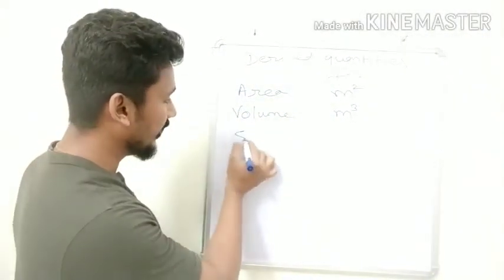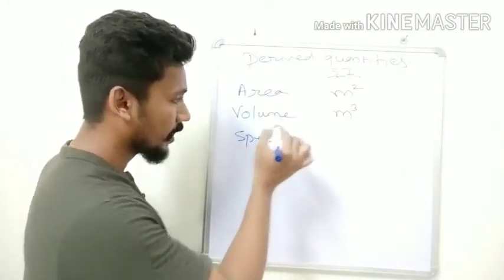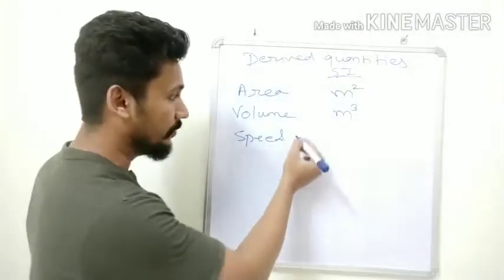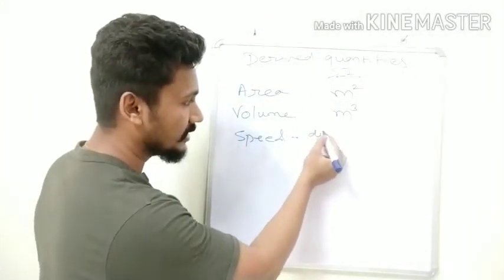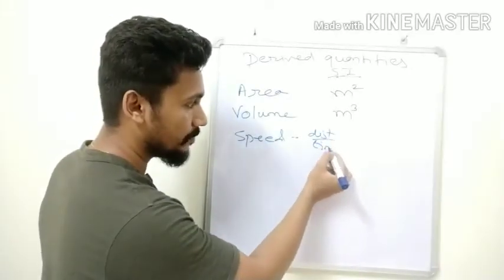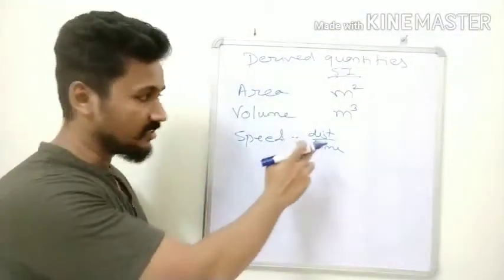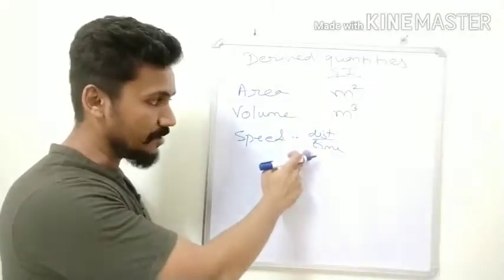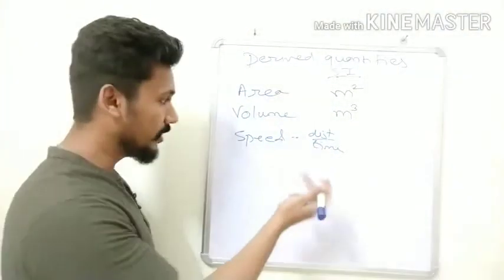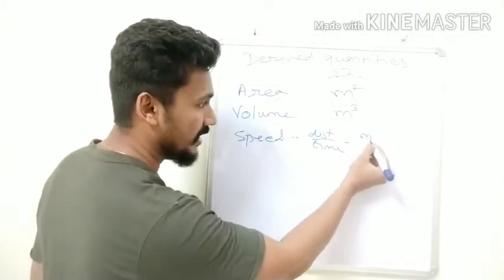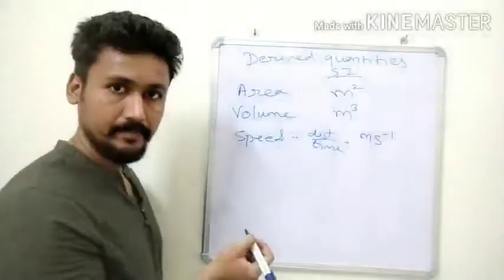Let us take another one. Let us say speed. So what is speed? Speed is nothing but the distance divided by time. So distance, that is the fundamental quantity, means length. Time is a fundamental quantity. So what will be the SI unit? SI unit will be meter per second.